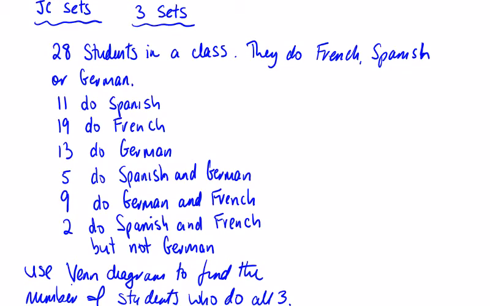This is a Junior Cert 3-set question. We're told that there's 28 students in a class. They do French, German or Spanish. 11 do Spanish, 19 do French and 13 do German. So that will be the totals in each of the 3 circles. Let's draw them now.